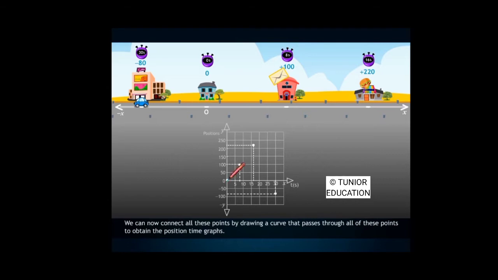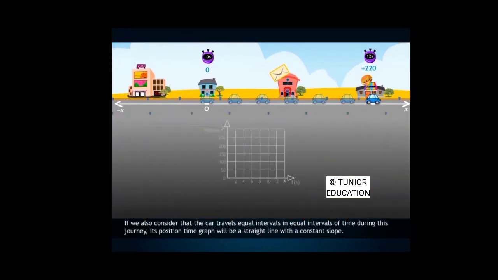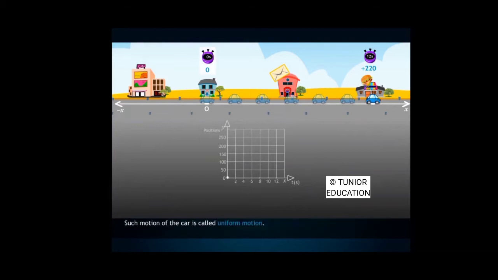We can now connect all these points by drawing a curve that passes through all of these points to obtain the position time graphs. Imagine a situation where the car travels straight to the restaurant without taking any stops in between. If we also consider that the car travels equal distances in equal intervals of time during this journey, its position time graph will be a straight line with a constant slope. Such motion of the car is called uniform motion.